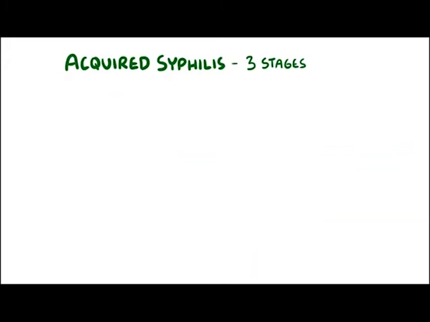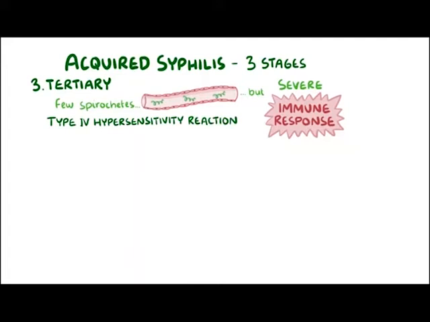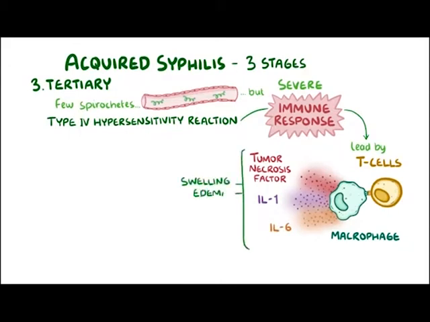As it turns out, there are actually only very few spirochetes which are found in the capillaries of tissues and organs. But there is a severe immune response, so severe that it causes a tremendous amount of damage to the cells there. And that triggers the next stage, which is tertiary syphilis. In tertiary syphilis, there's a type 4 hypersensitivity reaction, which means that there's an immune response that's mainly led by T cells, and they recruit phagocytes, like macrophages, and cause the release of pro-inflammatory cytokines, such as tumor necrosis factor, interleukin-1 and interleukin-6. All of this leads to local swelling, or edema, as well as redness, warmth, and systemic symptoms like a fever.